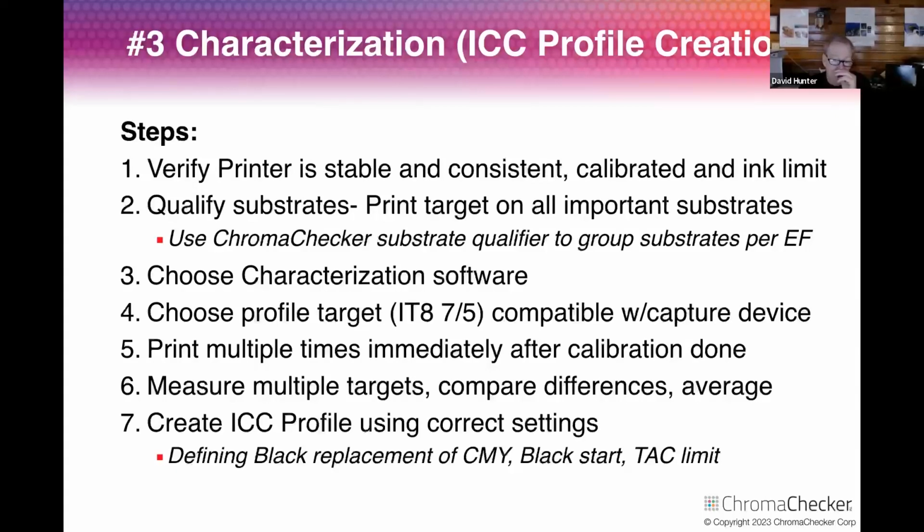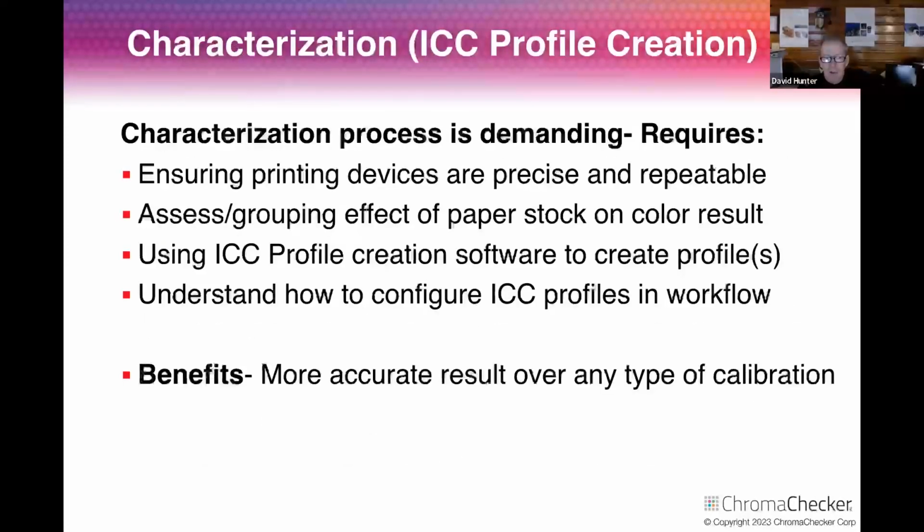And now that you've got the average data, you can go ahead and build your characterization for that device, which then turns into an ICC profile, which defines the black replacement of the CMY, the black start, the total ink limits, things like this. So in a nutshell, these are the steps that you want to go through to build a characterization data set for your printing devices. And now we're going to get into some more details related to this and actually do some demonstrations.